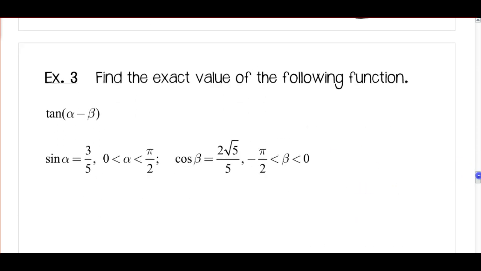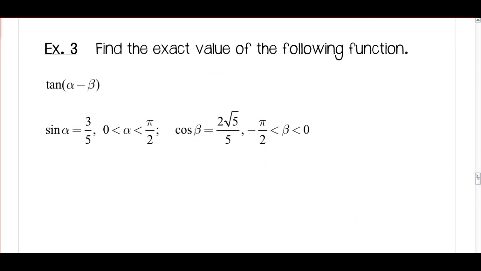Moving on to number 3, find the exact value of the following function. So we want to find the tangent of alpha minus beta, and we're given a bunch of information here. This tells us that we're in quadrant 1 for alpha, and this tells us that we are in quadrant 4 for beta. So I'm going to look at my two triangles.